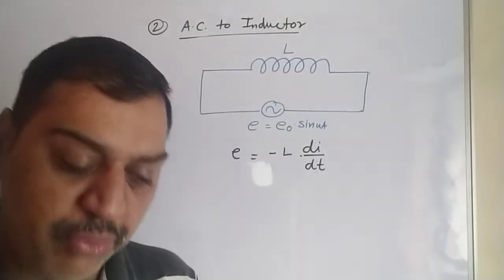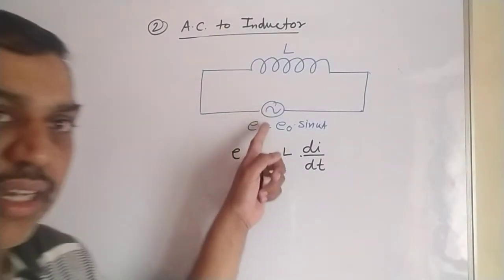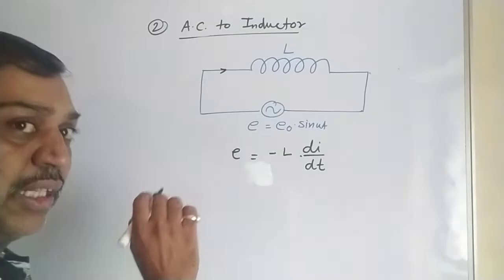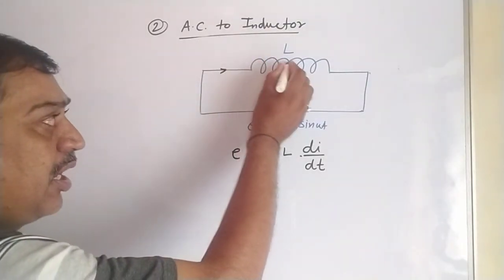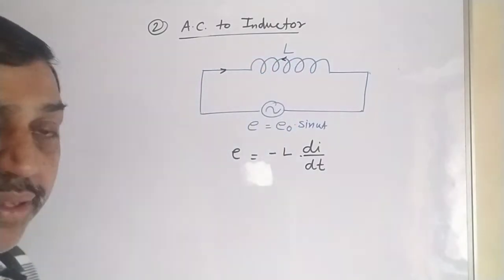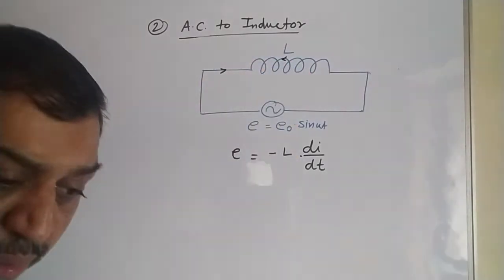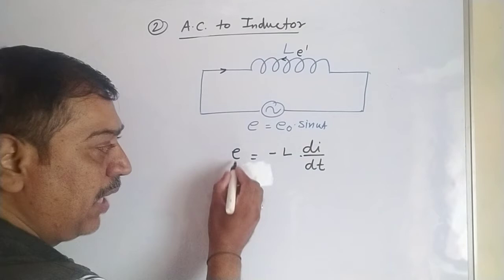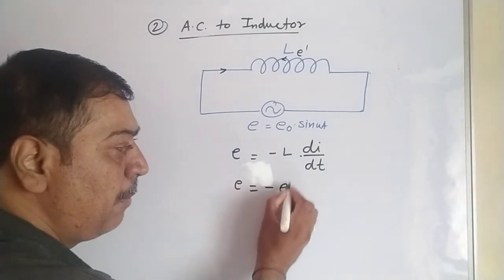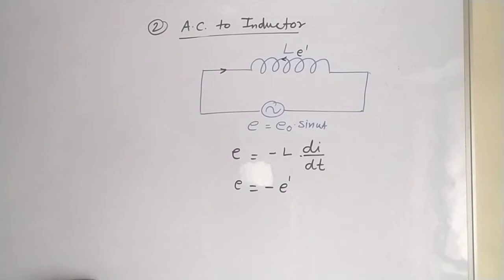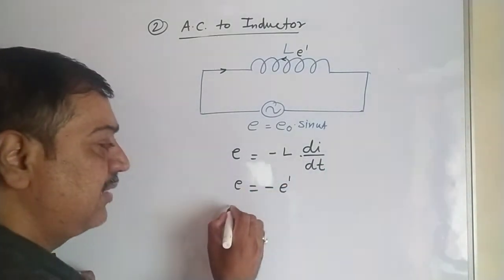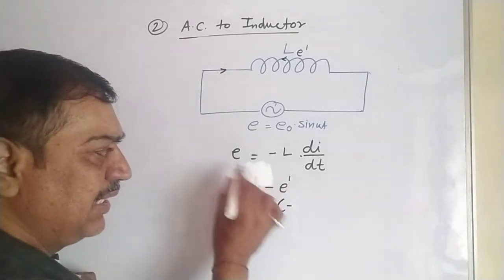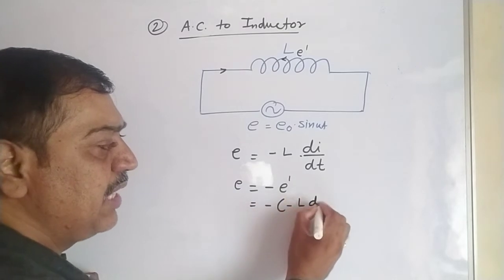Now, as this EMF is applied to the AC circuit, it will pass a current, suppose in this direction. Due to this AC EMF, a current in exactly the opposite direction gets induced inside, and the EMF is exactly opposite to this. Suppose the EMF induced inside is E dash. Then we can write E equal to minus E dash, because according to Lenz's law the direction must be opposite. What is E? E is this. So we can write E equal to minus E dash, with E dash being minus L di by dt.